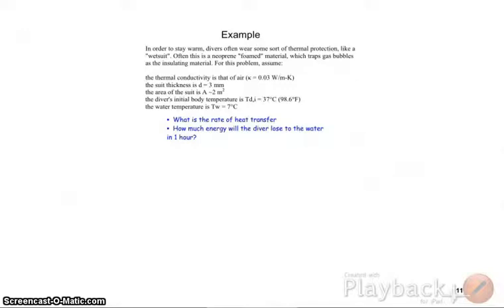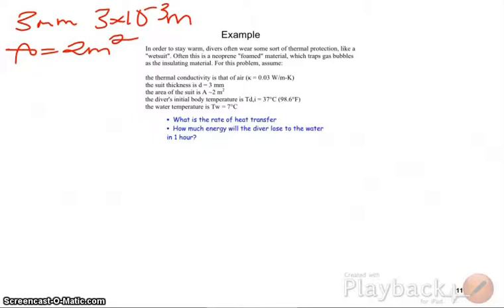Now, let's look at an example. In order to stay warm, a diver often wears some sort of thermal protection, like a wetsuit. Often, this material is neoprene, foamed material which traps gas bubbles as an insulating material. For this problem, assume thermal conductivity of air is 0.05. So our K equals 0.05. Our thickness is 3 millimeters, which is 3 times 10 to the negative third meters. The area is 2 meters squared. The initial body temperature is 37 degrees Celsius, and the water temperature is 7 degrees Celsius. So our change in temperature is 30.